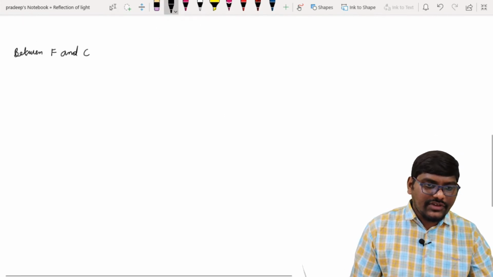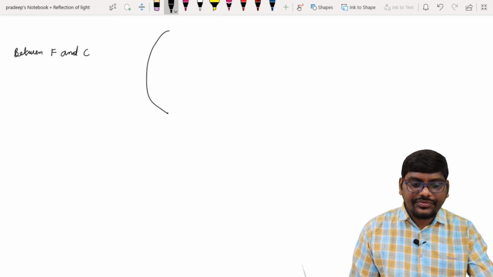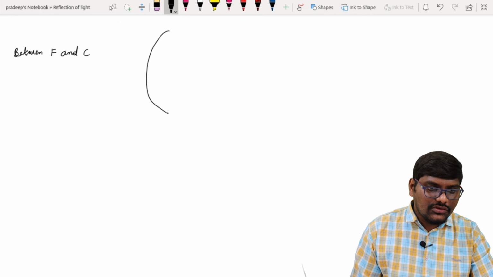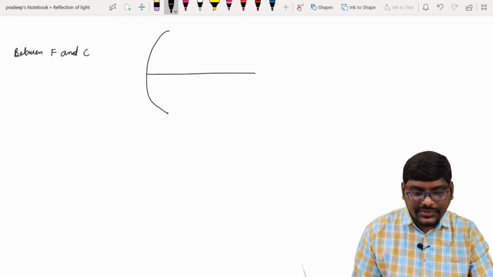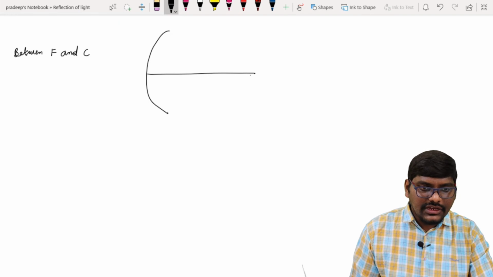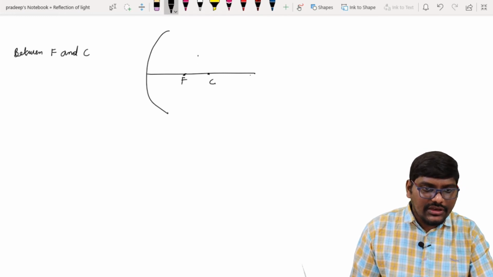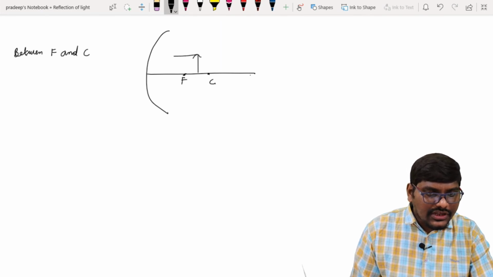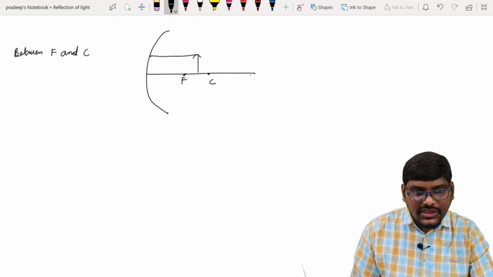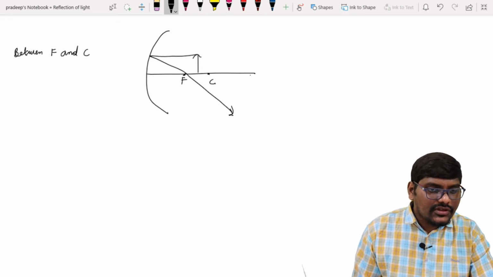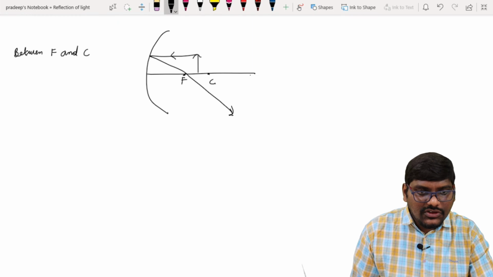So now, between F and C, we are taking a mirror. We are also taking a principal axis, and in this one we are keeping a focus. We are also taking the center of curvature. Now as I already said, the object is in between F and C. Here one ray is going parallel to the principal axis, and that is going through the focus, right? This is the first rule. So this is incident and this is reflected.